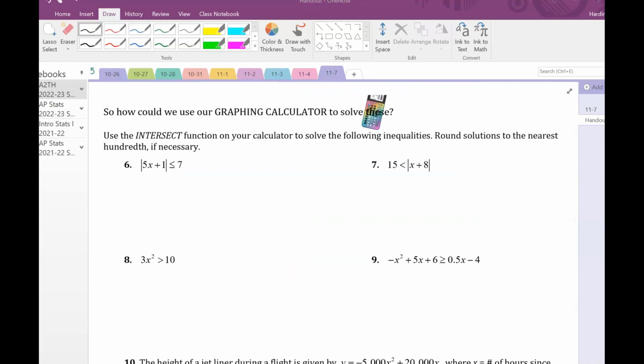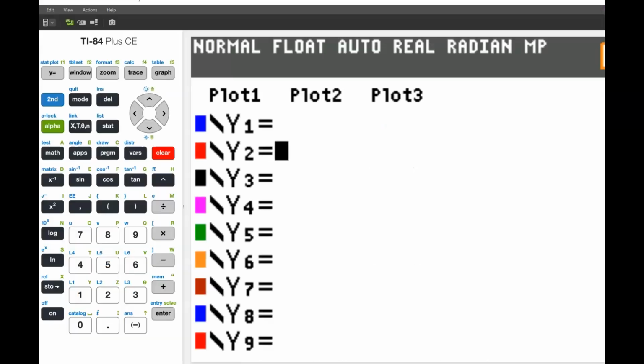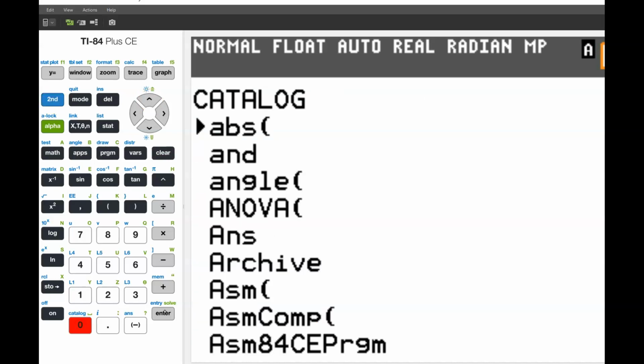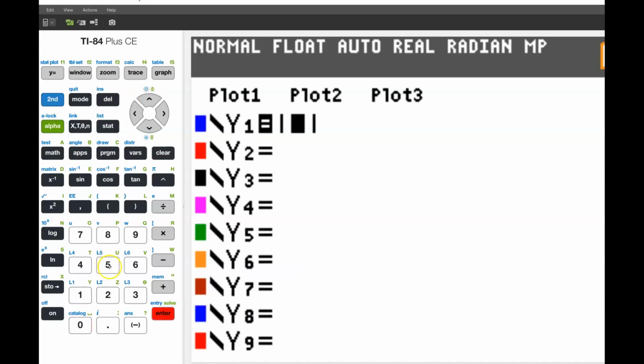Okay, turn to the next page. We're going to start doing this in our calculators. Take a look at number 6. It says the absolute value of 5x plus 1 is less than or equal to 7. All right, so what does that mean? In our calculators, we're going to go here. We're going to get the absolute value of 5x plus 1. Oops, I hit 11 by mistake. There we go. And then 7.